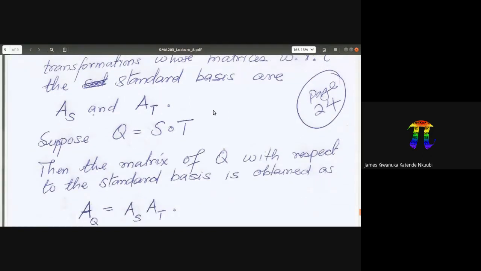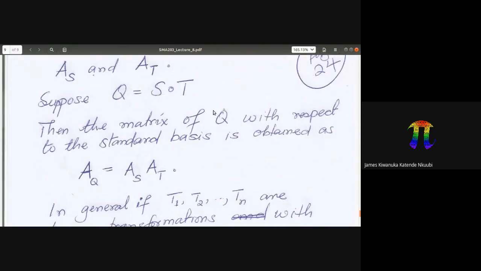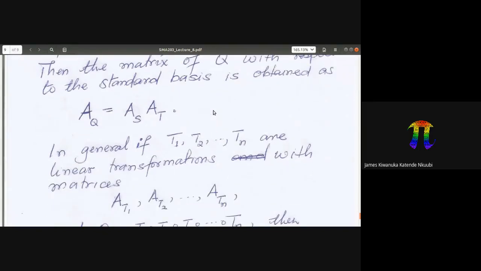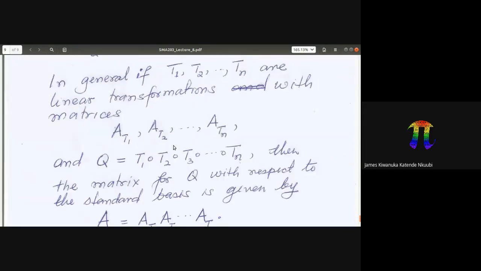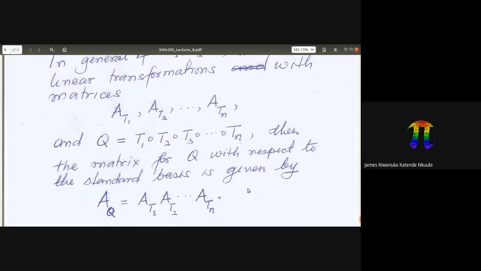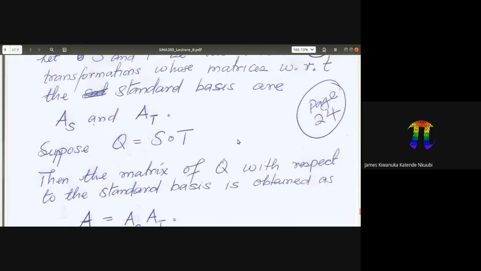So this now is just explaining what we have done. And also explaining it for when you have more than one. If you have a composition of more than one linear transformation, it is possible to get the matrix in the same way. You just extend it to more linear transformations.